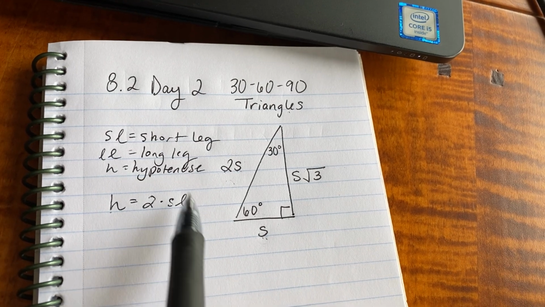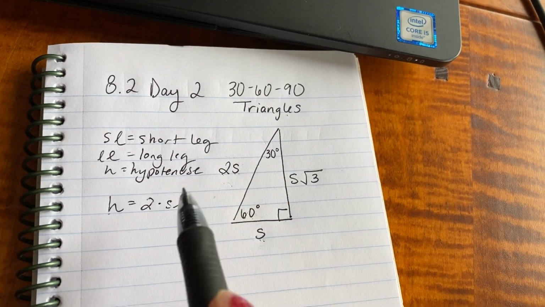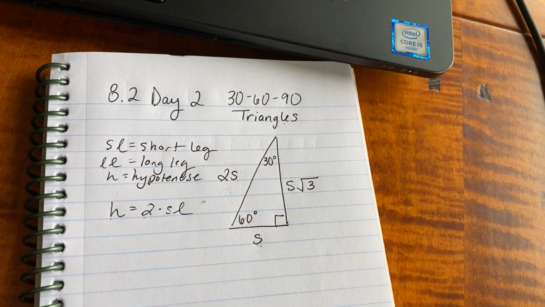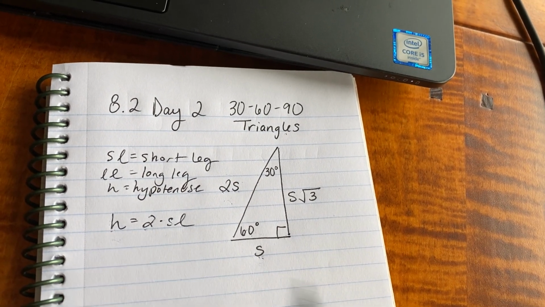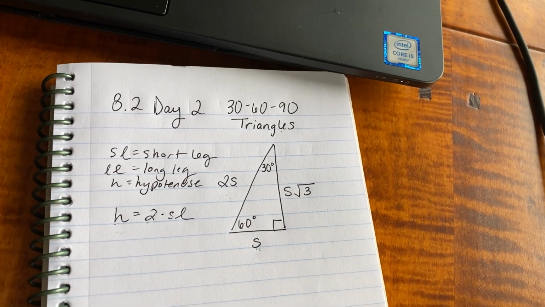You can even imagine rearranging this. Solve this for short leg, you'd have to divide by 2, divide by 2. So you would get your short leg equals hypotenuse divided by 2. So that's one equation we're going to work with.